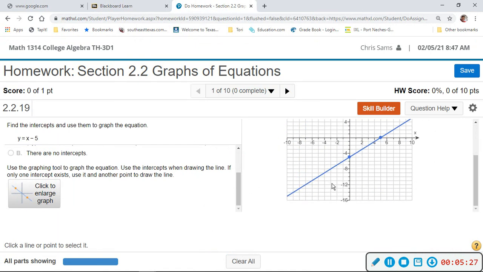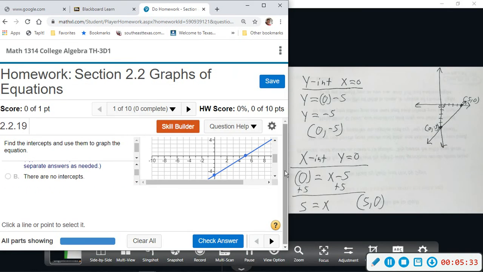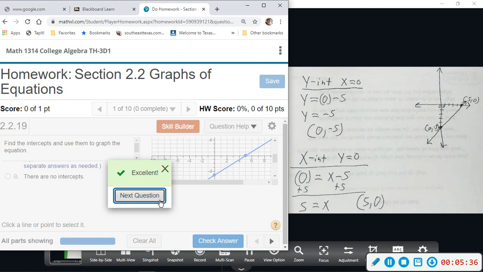So we've graphed this function. We're going to check it. I can go back and shrink it so I can see check, and it says good.